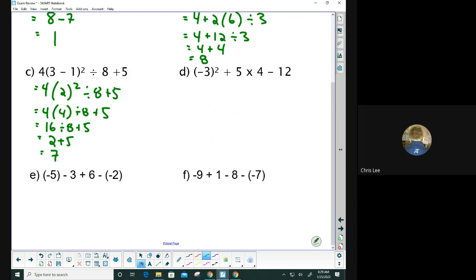Okay. D. BEDMAS, brackets. So I see brackets, but are there any operations inside the brackets? No. The brackets are there to help you separate the numbers. But I do see an exponent. Now be careful on this one. This is negative 3 squared. So squaring means it gets multiplied by itself. So this is a negative times a negative, which is going to be positive, yes.